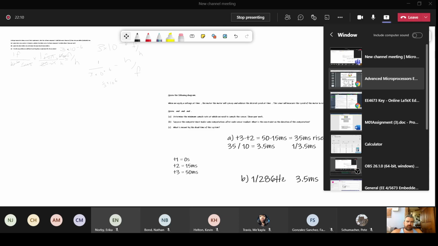So technically, everything where I said 3.5 milliseconds should be 3.5 minus epsilon milliseconds. It should be slightly less than the rise time. The rise time is the amount of time it takes to go from a low state to a high state, due to the physical constraints of the system. So basically it's the time you go from the low state to the high state.